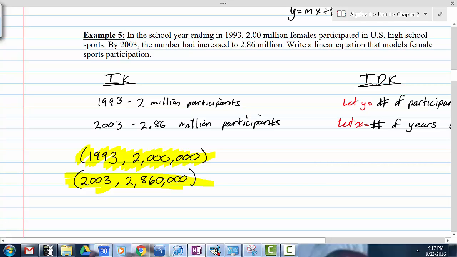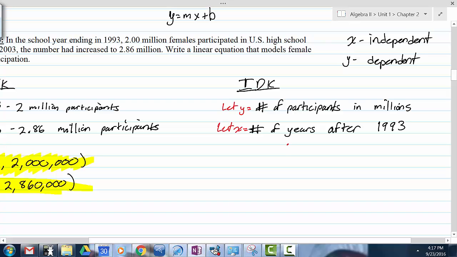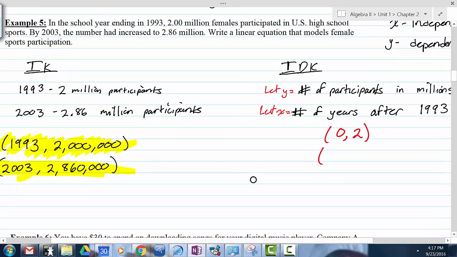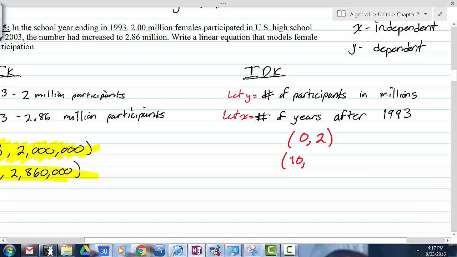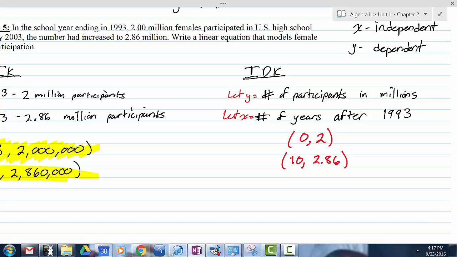if we said years after 1993, right? Then our first point is 0, 2: in 1993, that's 0 years after 93, and in millions, 2. The other point we get is 2003, 10 years after 93, and 2.86 million, 2.86. So really, from the actual information, we were able to come up with 2 data points. And because of those data points, what can we do with data points? We can find out our rate of change, right?